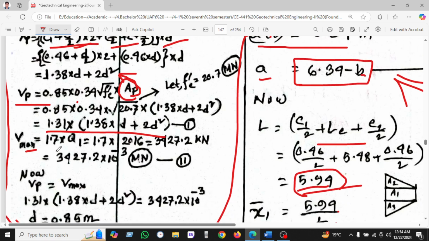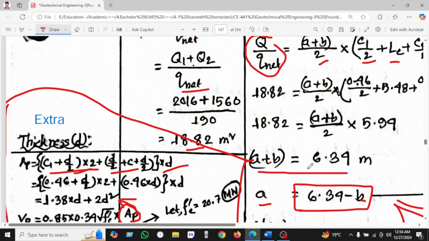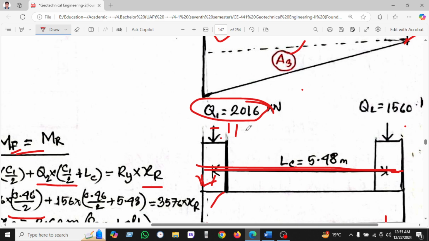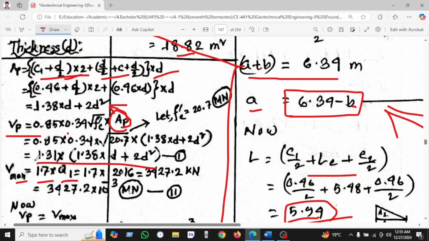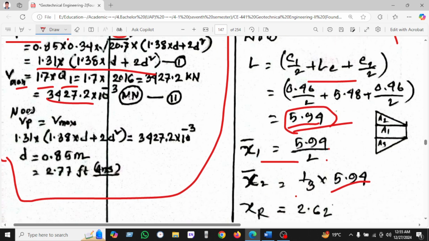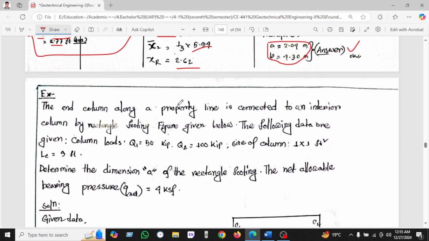And the AMX we know the 1.3 into Q1 is induced load on the footing. This is the Q1. We are taking the maximum. We are not taking the Q2, because the Q2 is 1560, and on the other end Q1 equal to 2016. So Q1 is more, that's why we are taking the Q1, and found this. And now we will evaluate punching force equal to maximum force, and found depth, which is 0.85 meter or 2.77 feet. So let's see another example.